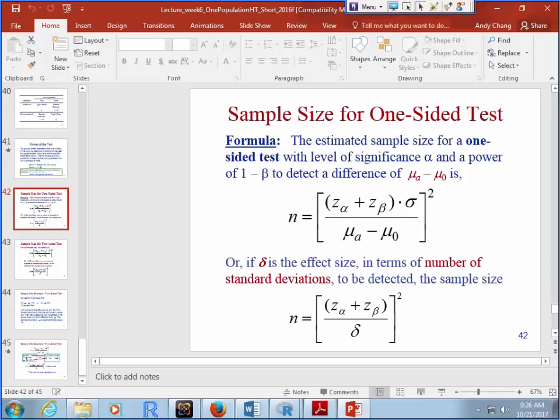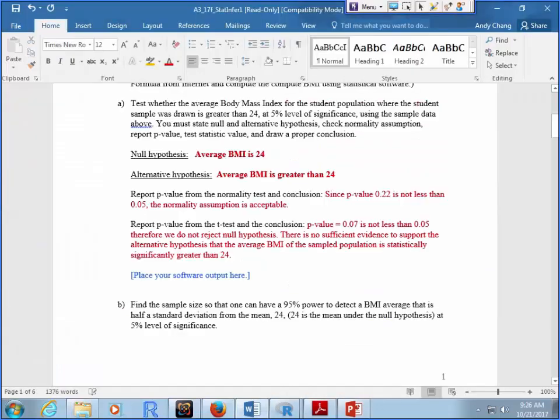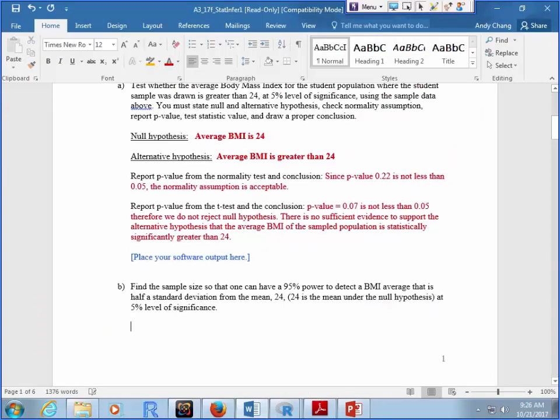That way, you don't need to have standard deviation, because sometimes you're performing a kind of study you've never done before, so you don't have data to estimate the standard deviation. Okay, so for this particular problem, it's this case, right? We're talking about half a standard deviation.